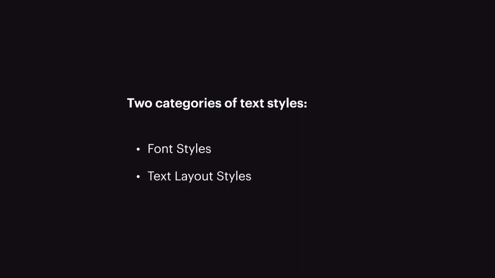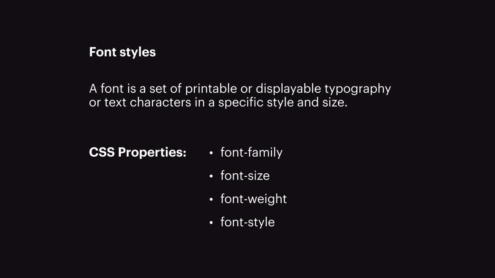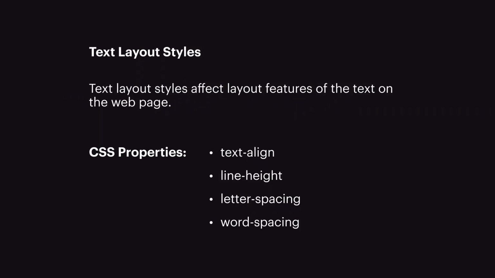The CSS properties we use to style text fall into one of two categories. These are font styles and text layout styles. The font style category concerns properties that affect fonts, and these include the font family that is applied, the font size and weight, and so on. Text layout styles affect the layout features of the text, including how text aligns within the content box, the space between letters, and the height of each line of text. We'll learn how to do all of these things, but first we'll start by talking about generic and web-safe fonts.